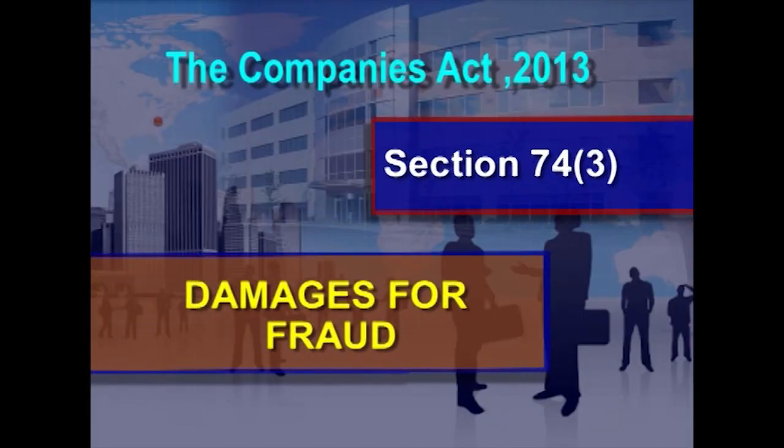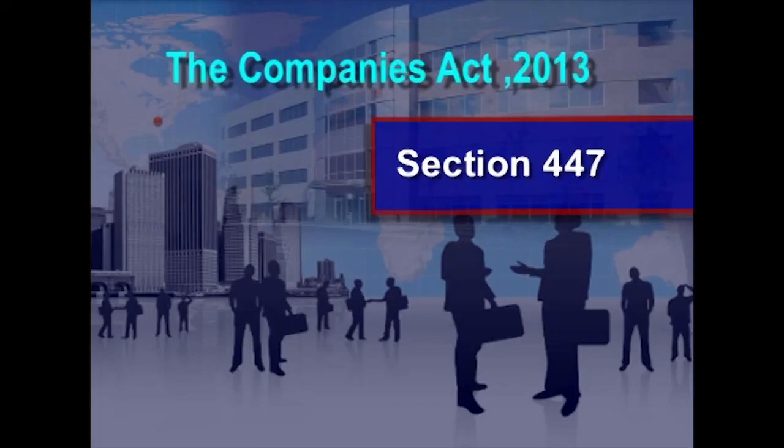Section 75, damages for fraud. Where the failure of the company to pay back depositors is accompanied with proof that deposits were accepted with intent to defraud depositors or for any fraudulent purpose, every officer responsible for such conduct would also be liable under section 447 and also personally liable for all or any of the losses incurred by the depositors.